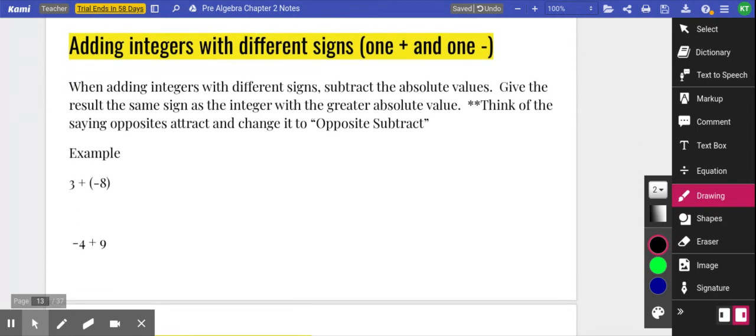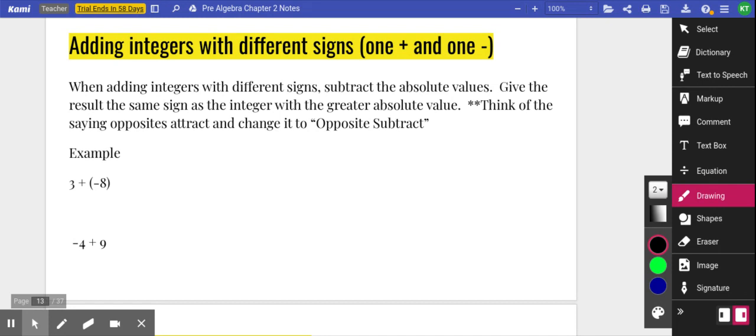When adding integers with different signs, we subtract the absolute values and give the result the same sign as the integer with the greater absolute value. Think of the saying opposites attract. Remember this by opposites subtract.